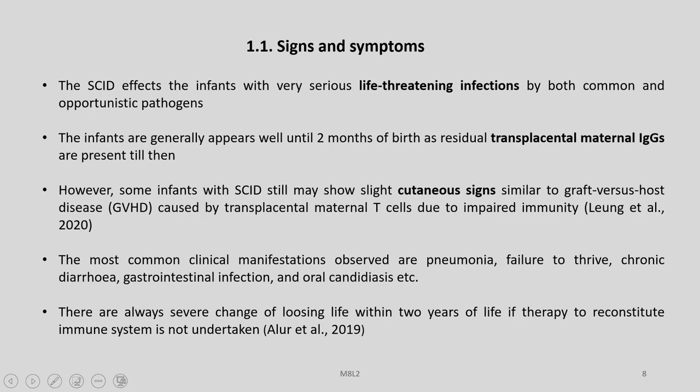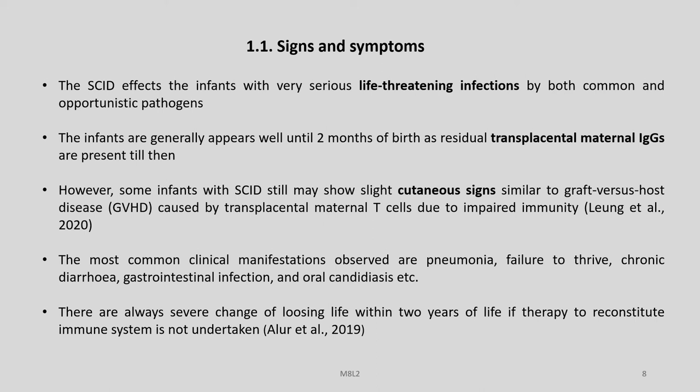What are the signs and symptoms of SCID? SCID affects infants with very serious life-threatening infections by both common and opportunistic pathogens, because we know that the immune system cells are involved and hampered. The infants are generally well until 2 months of birth, as residual transplacental maternal immunoglobulin Gs are present in them. However, some infants with SCID still may show slight cutaneous signs similar to graft versus host disease caused by transplacental maternal T cells due to impaired immunity.